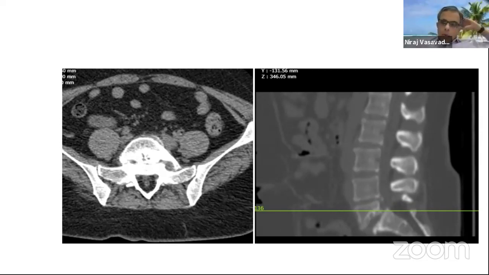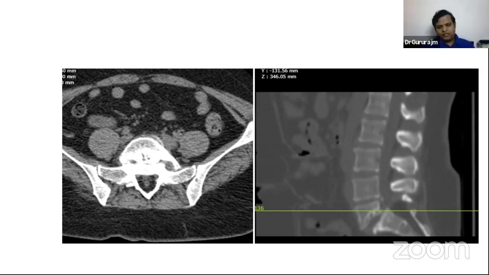In my hands, I am not very comfortable with A-lift as of now. So if I am comfortable, I'll go for anterior. Definitely, this is the most ideal case to go for anterior. But as of now, my opinion would be L4 to S2. That is, pelvic fixation. I will definitely add pelvic fixation to this.